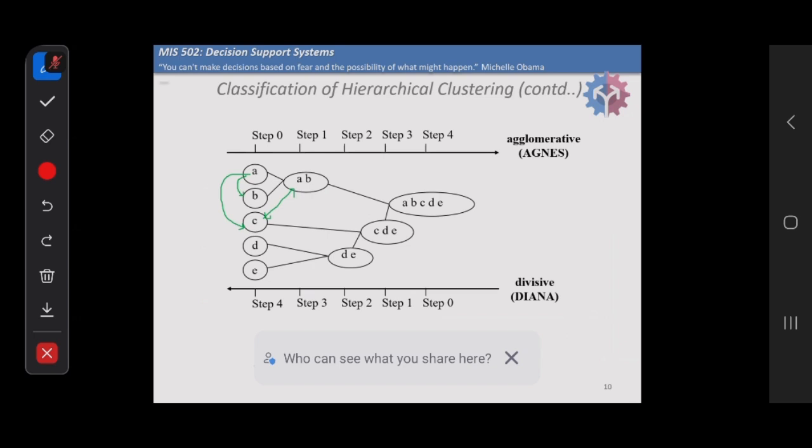So let me ask you. You know that A is x1, y1, and B is x2, y2, and you compare them, that's fine. But what about when you compare AB with C? C is x3, y3. But what about AB? AB is not one point.